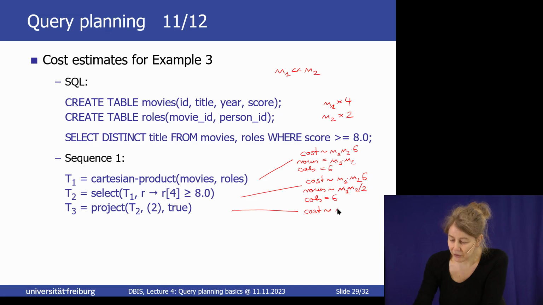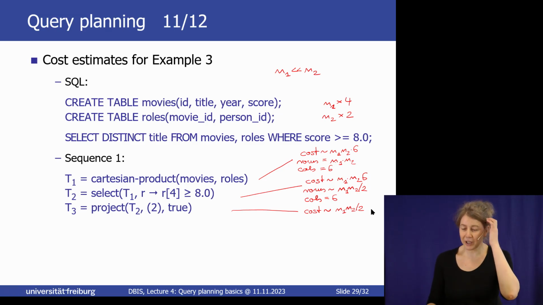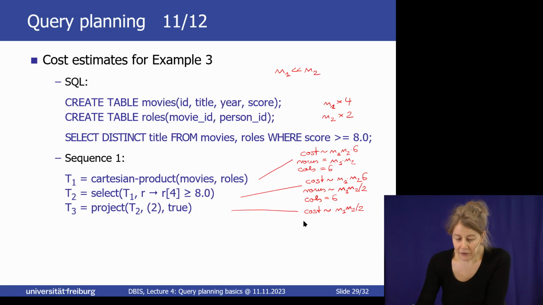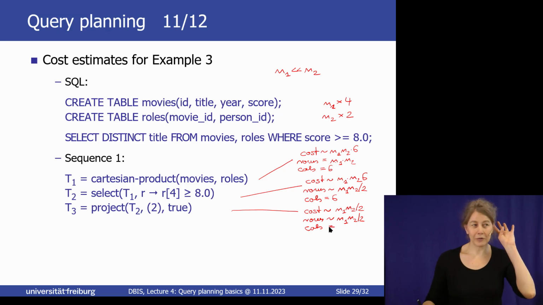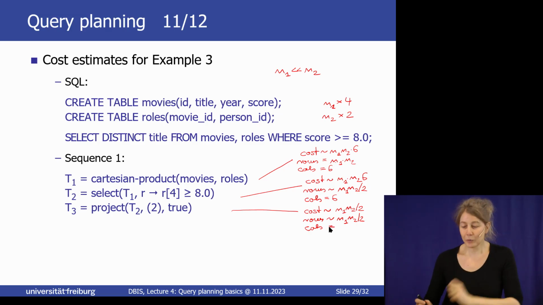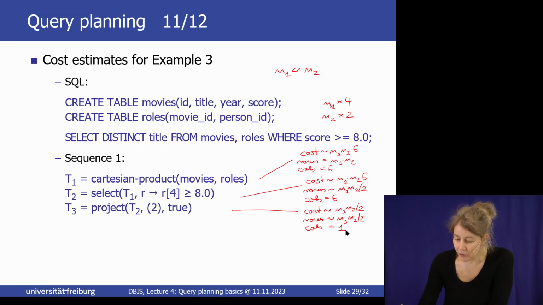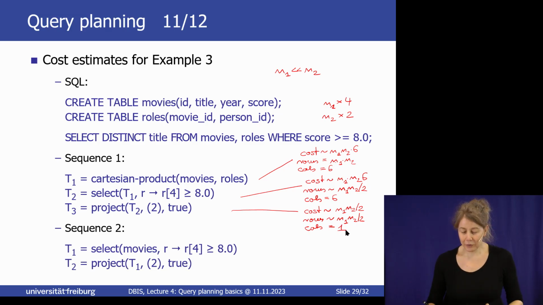So I think it's just this one, right? It's the number of rows times 1, because I just select one column. And this is now selection of columns, so the number of rows does not change. So that's n1, n2 over 2. And the number of columns is of T3, yes? 1. It's just selecting one column. Okay. And now let's do this last sequence.